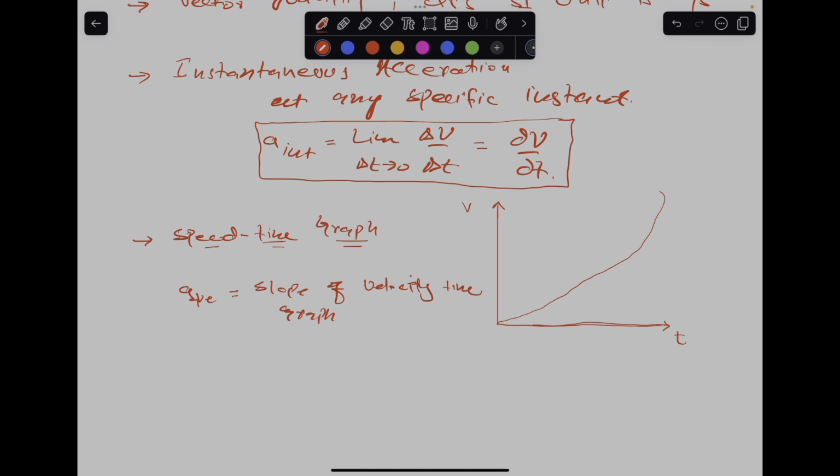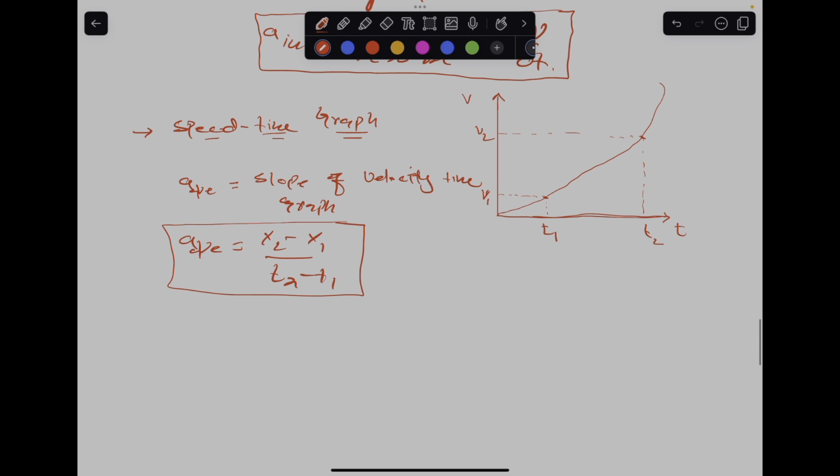And how do we take the slope? We select 2 points on a curve. This is our point V1, this is our point V2, this is your point T1, and this is your point T2. So your slope is nothing but the 2-point form, v2 minus v1 over t2 minus t1. So this is your average acceleration.